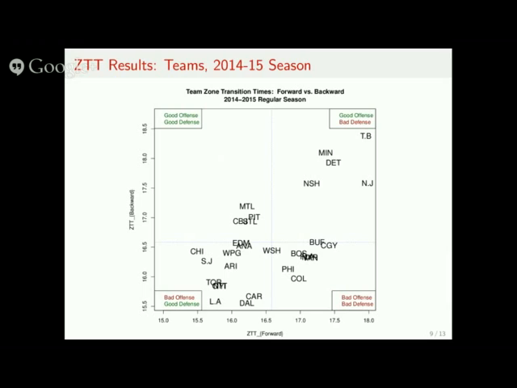So it's good to be up in that top left corner. That means you're good at offense and defense. You want to have a lower ZTT forward and a higher ZTT backwards. And then it's really bad to be in this bottom right corner. I haven't really done a lot of thinking about this and what it means in the context of these teams, but I'm sort of just putting it up here. I kind of want to get everyone's feedback. What do you think about these results? So we can talk about that.